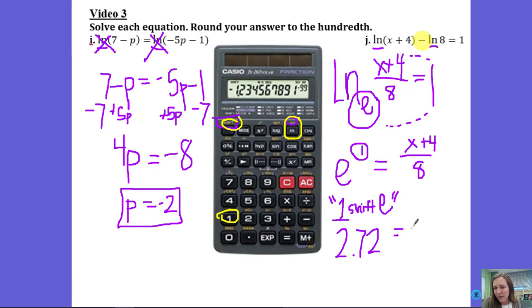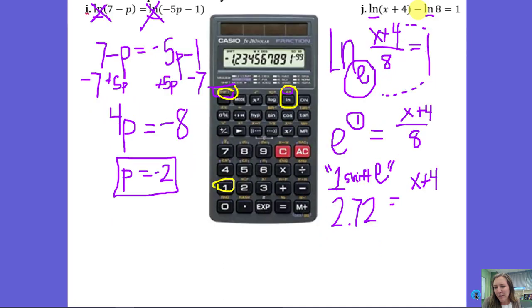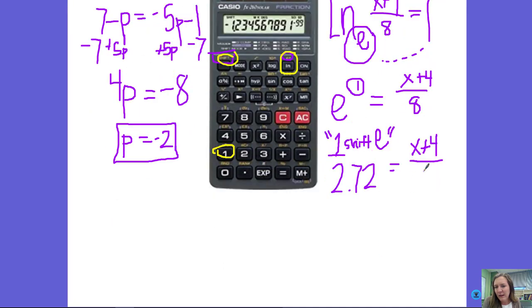That's going to equal x plus 4 over 8. I know that whenever I have this division going on, I want to get rid of my division, right? To get rid of the division, I multiply by what's in the denominator. So I'm going to multiply the left side by 8, multiply the right side by 8. If I take my 2.72 and multiply that by 8, you're going to get 21.76. And that will equal your x plus 4.